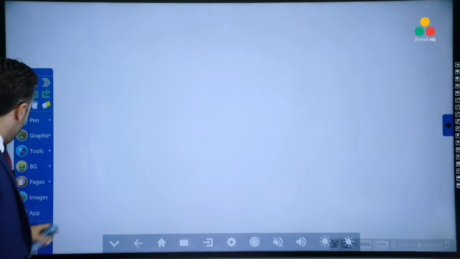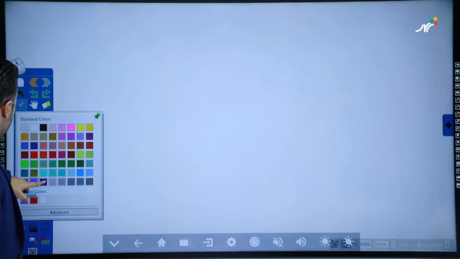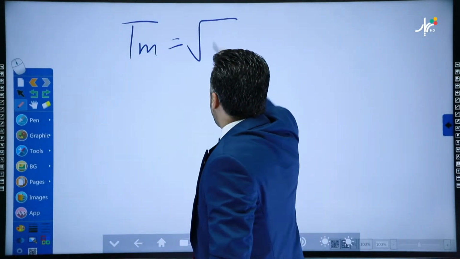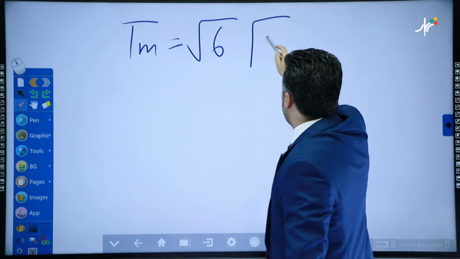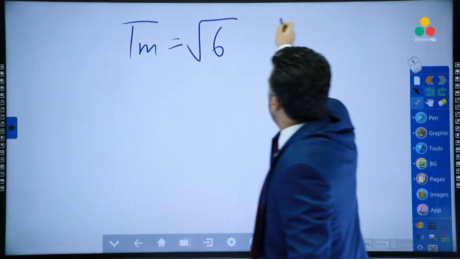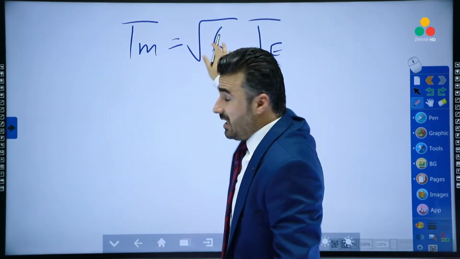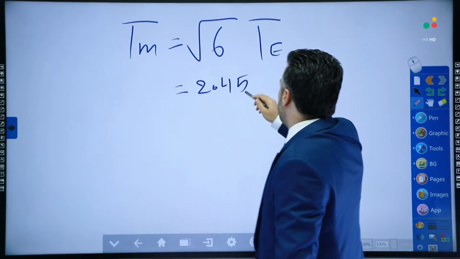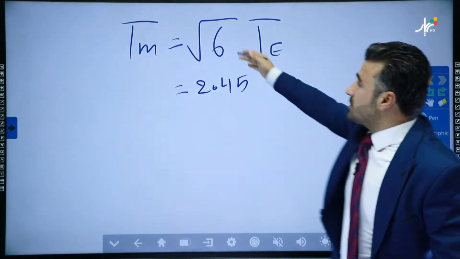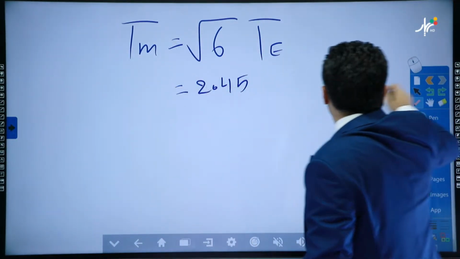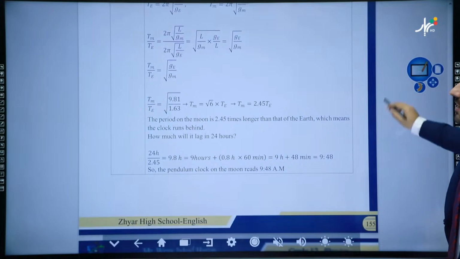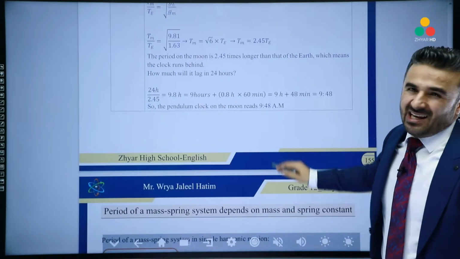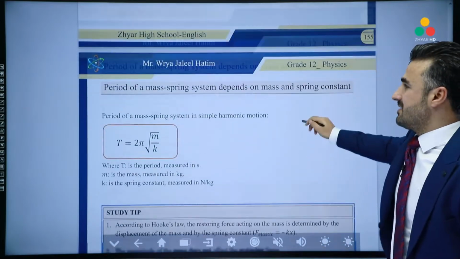One thing that is very important you need to know is the conversion or the factor between the two. Period on the moon would equal a factor which is the square root of 6 times the period on Earth here. That's one. And if you don't want to use the square root of 6, of course, you can use 2.45 instead, okay? So whichever is given, just remember that this is what it is. Okay, so now, of course, here's the calculation one more time as well. So we can say the pendulum clock on the moon would read 9 hours and 48 minutes, and of course that is AM as well.